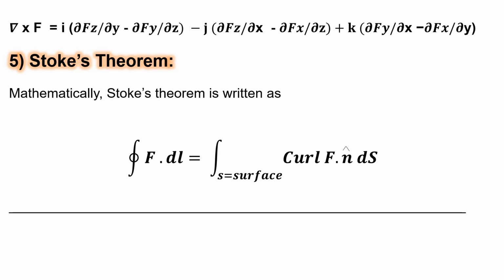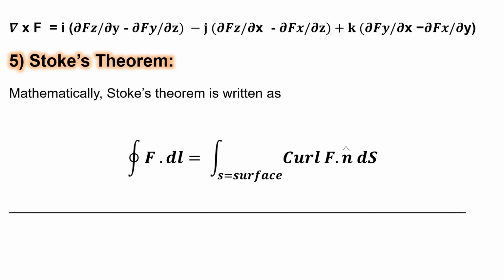That determinant can be opened and written as del cross f is equal to i cap into (partial fz over partial y minus partial fy over partial z), minus j cap into (partial fz over partial x minus partial fx over partial z), plus k cap into (partial fy over partial x minus partial fx over partial y). Now for the last definition, the Stokes theorem.